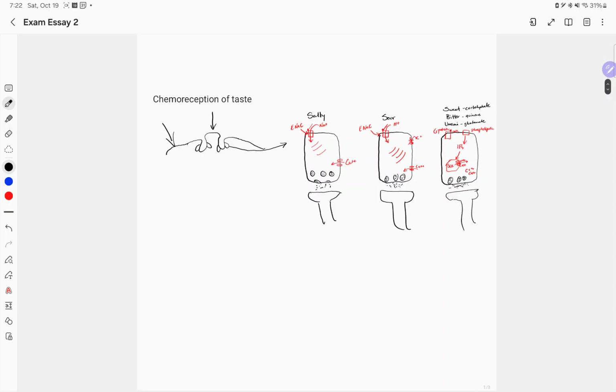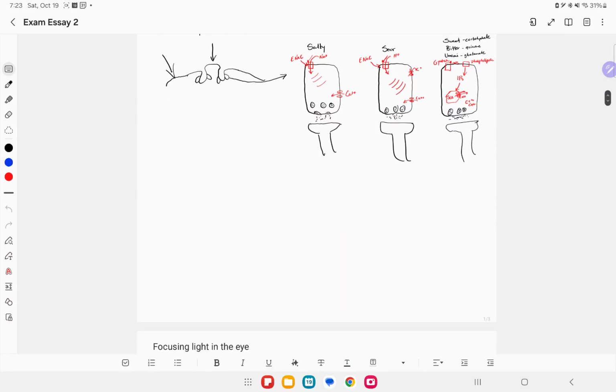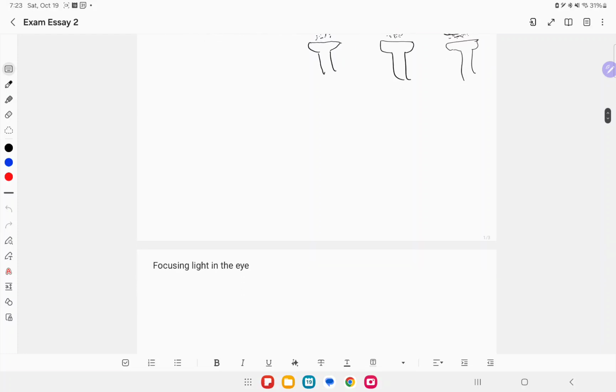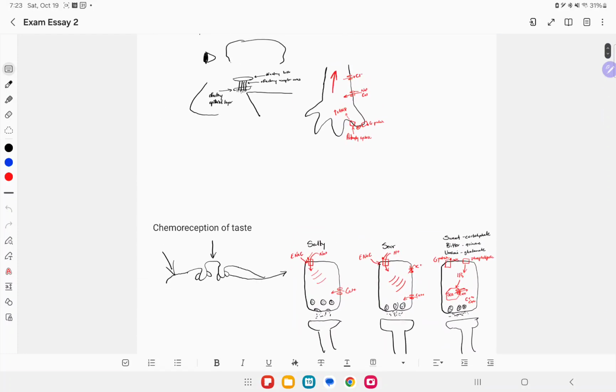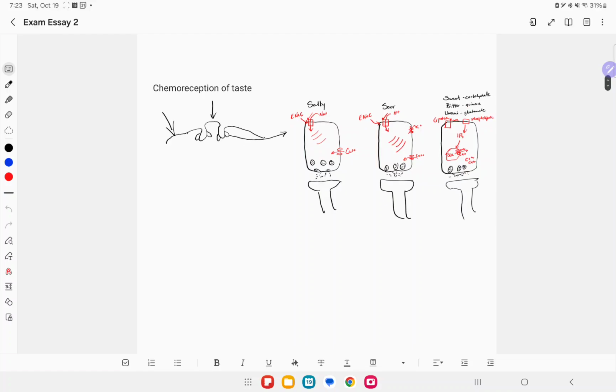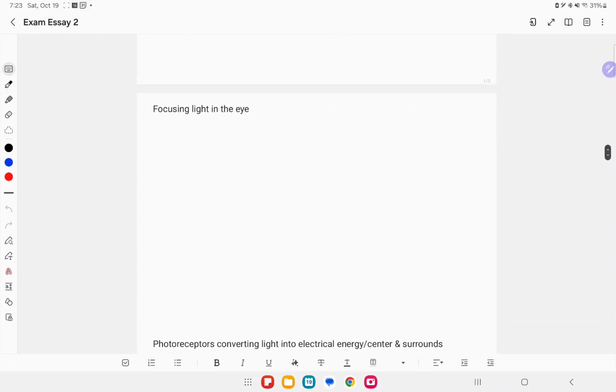Let's see, did I miss anything there? I think that's it. Okay, so we've talked about smell, the physiology of that, and also taste. What about light and the eye? How do we see? How do we focus light? Particularly is what we'll discuss next.